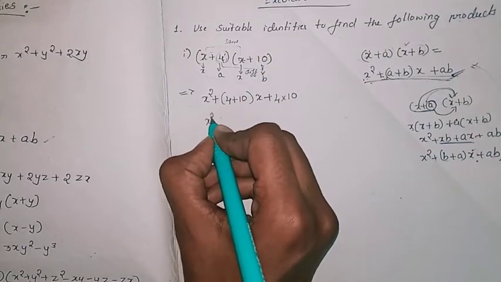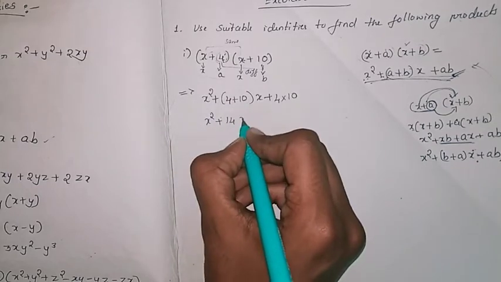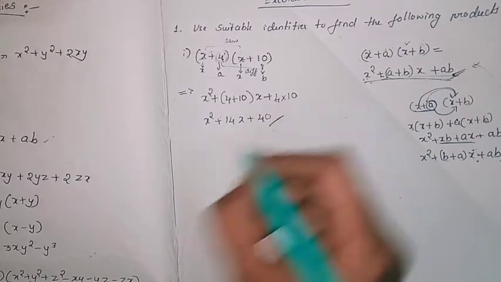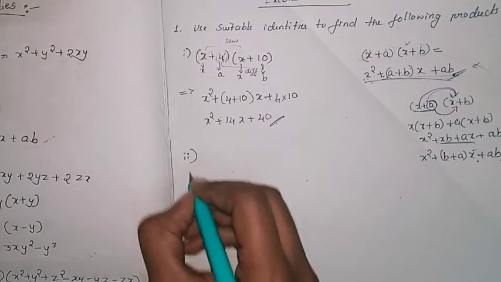So x square, now we have to solve for this. 4 plus 10, 14, and x as it is, plus 4 into 10, it is 40. So this is our solved form. Okay, so this is our first problem. Let's solve the second one.